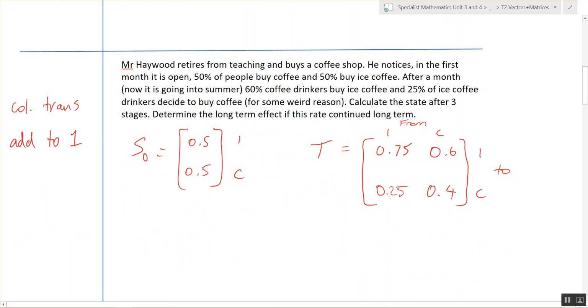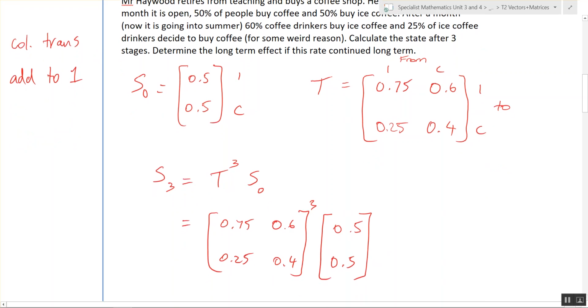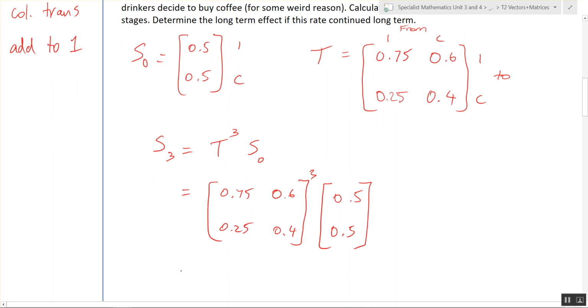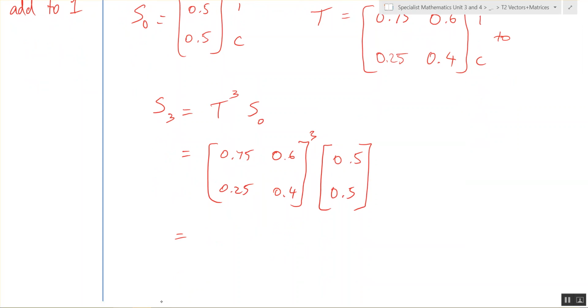So I'm going to think about what's going to happen in 3 months, assuming that this trend continues. All these coffee drinkers are now moving to iced coffee. So to find in 3 months, I'm going to do T to the power of 3 times S0. Now in a business, this is what I'm doing. I don't think you're going to do that in your brain.